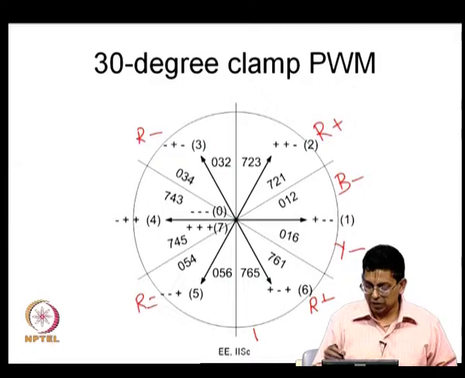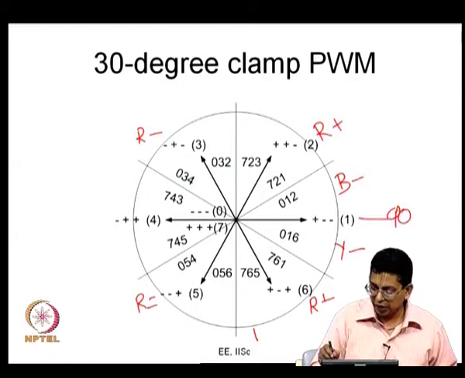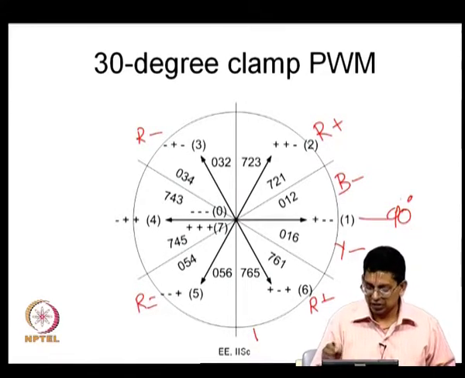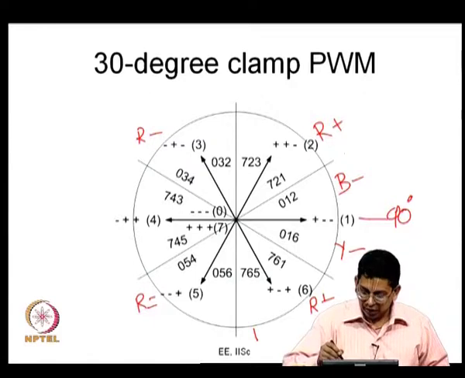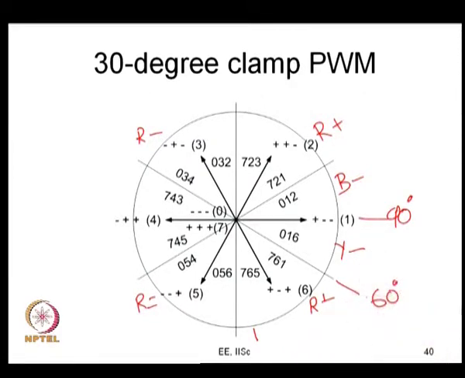If you look at this, this line corresponds to 90 degrees, that is the R phase going through the peak. So, that is the instant 90 degree. This line is 60 degrees, that is at the instant 60 degree the vector will be aligned here, and this is 0 degree. At the instant 0 degree the vector will be aligned here, at the instant 30 degree the vector will be along this axis, and this is 60 degree, this is 90 degree and so on.